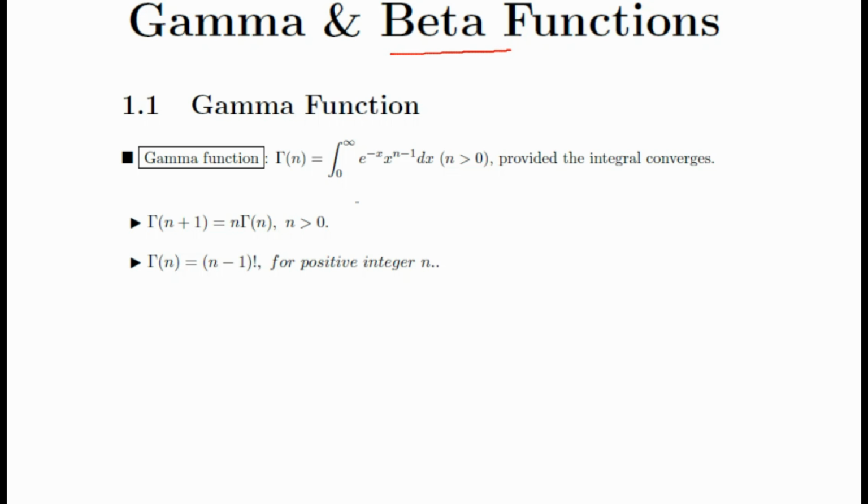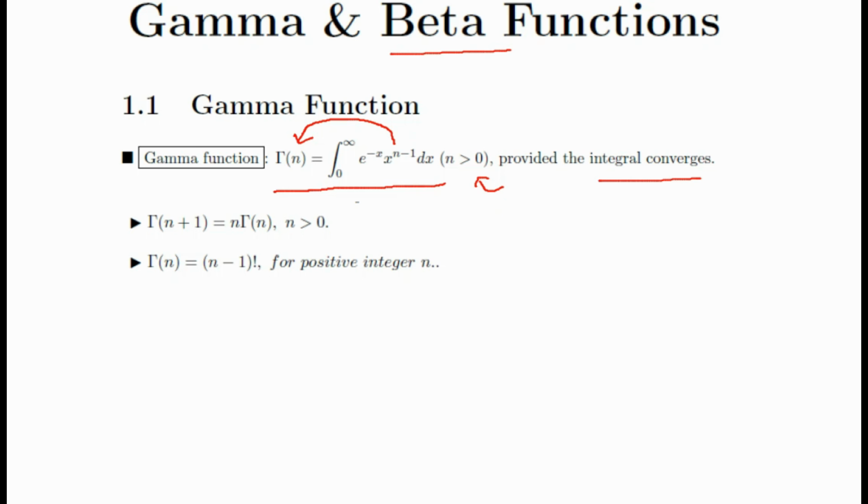So first, the gamma function is basically defined through the integral from 0 to infinity of e to the power minus x times x to the power n minus 1 dx, and you can write this as gamma n. Obviously, you can write this form if the integral converges, and usually for n greater than 0, you can write this in the form of gamma n.